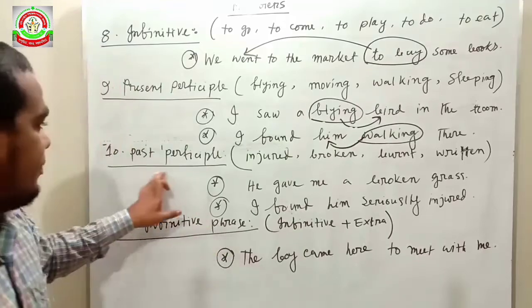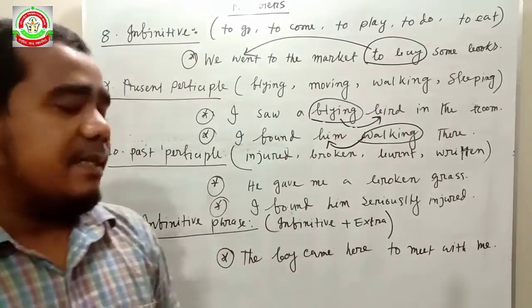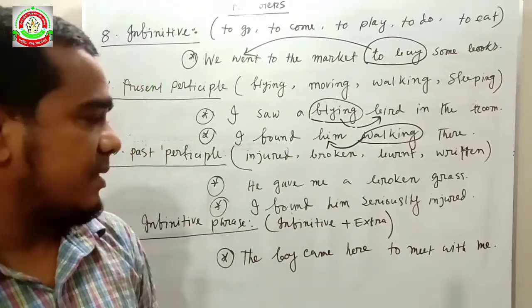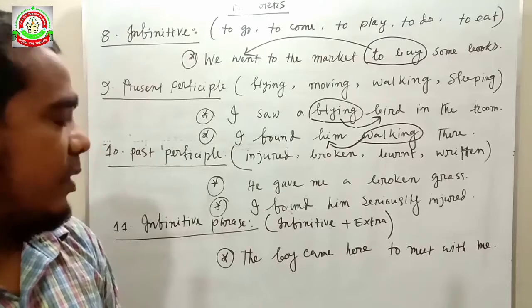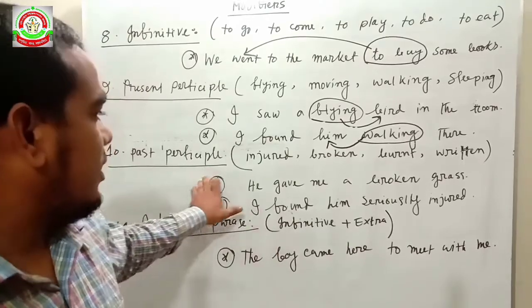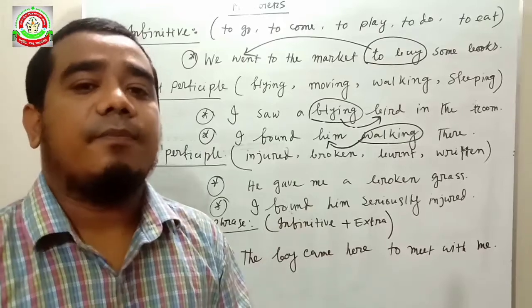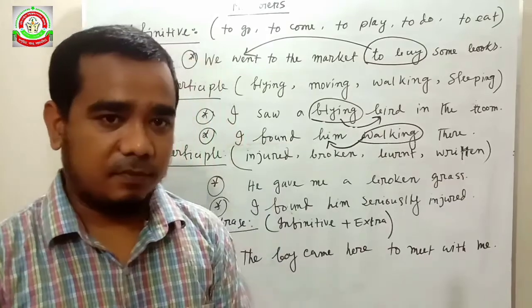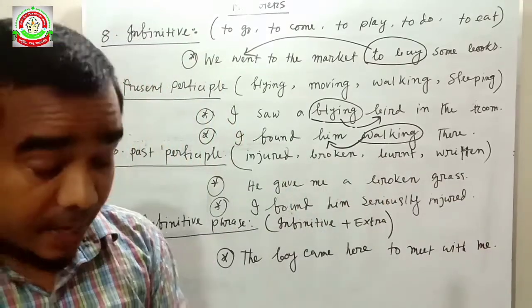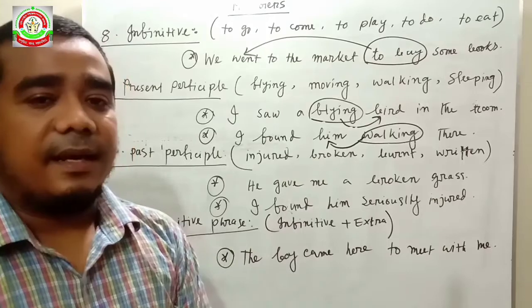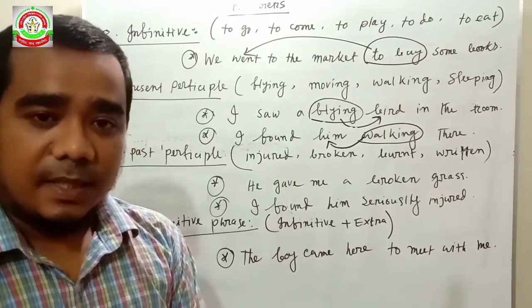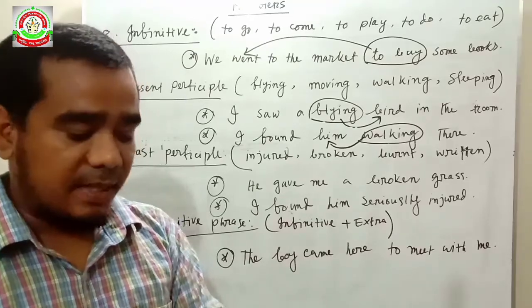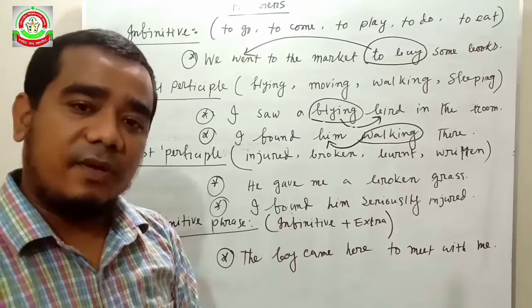In the same way, a past participle plays the same roles in a sentence as a present participle. It plays the roles of an adjective as well as a verb in a sentence, and we can make the past participle by transforming every verb into its past participle form, like injured, broken, burnt, written. These are all kinds of past participles. I am again saying that a present participle and a past participle play two roles in a sentence. They play the role of an adjective as well as a verb. So they can be used as a pre-modifier or as a post-modifier.